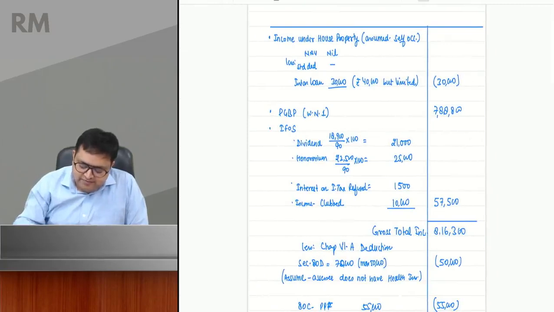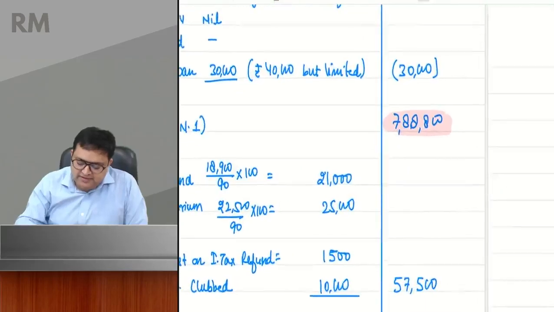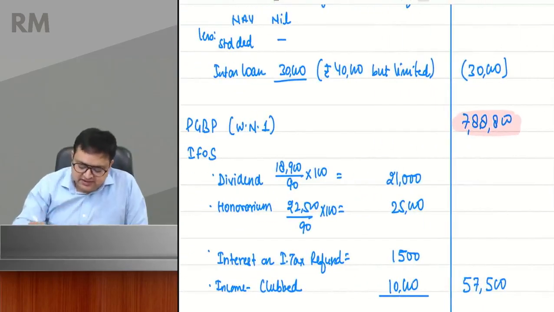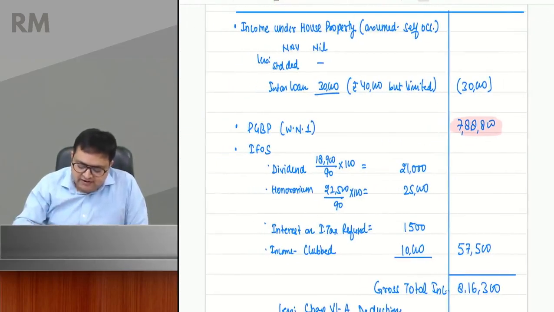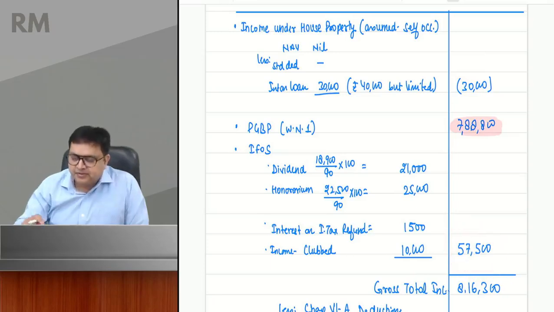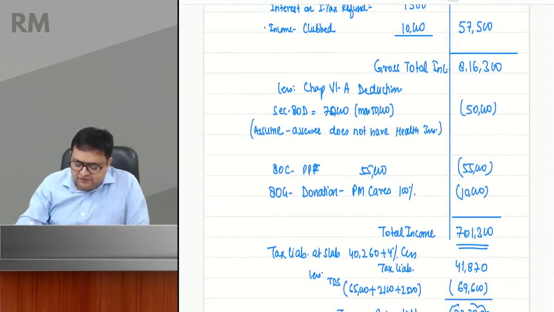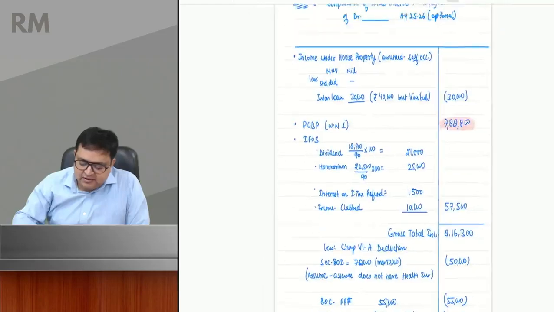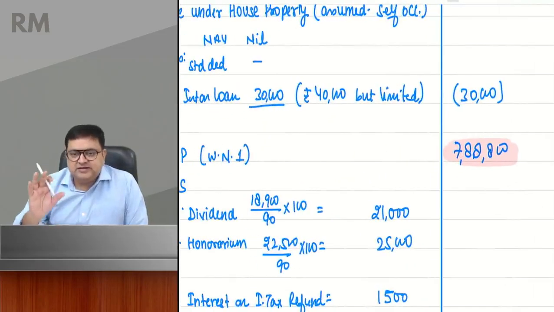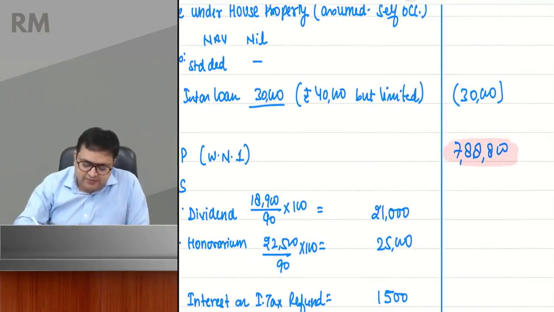See, only my PGBP income will change. So in that case, my house property will remain the same. My PGBP will change and this will remain the same. Everything there also is following the optional regime. Everything will remain the same. Only there would be a change in PGBP. And how much it would be, I'm not doing it. You can easily do it.